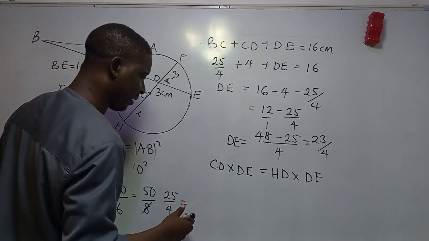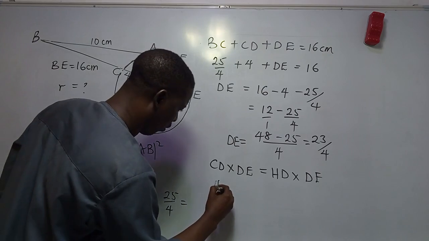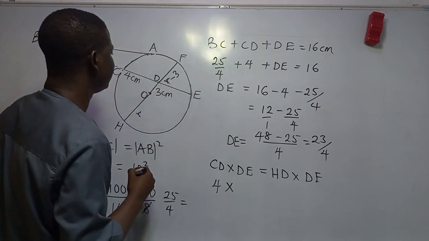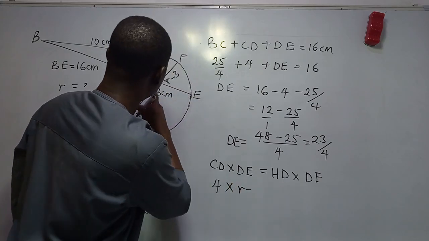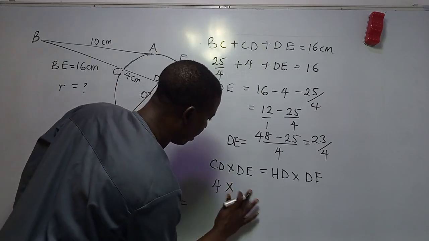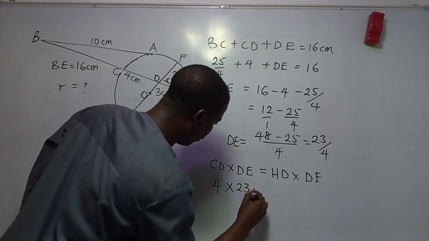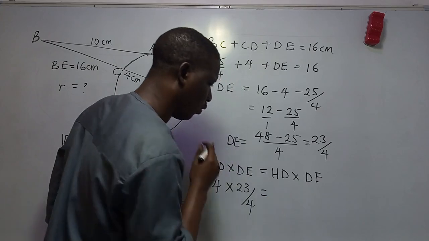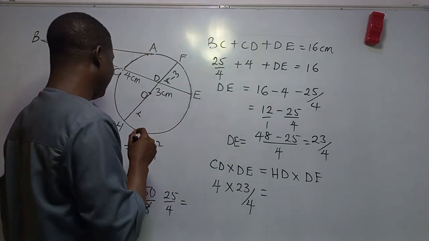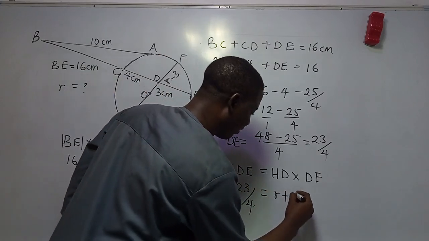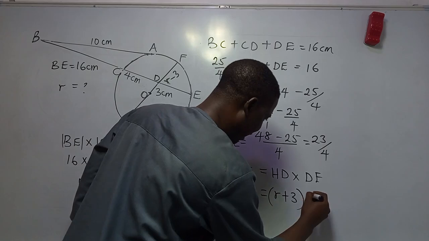Now, if you have applied that, what is CD? CD is 4, and DE is 23 over 4. What is our HD? Our HD is equal to R plus 3.